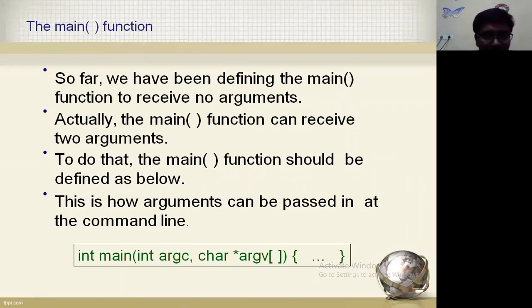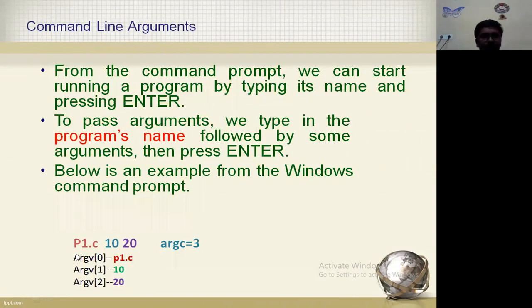That is the point. Next, actually the main function can receive two arguments. To do that, the main function should be defined as below. This is how the arguments can be passed in a command line. This instruction is very important.